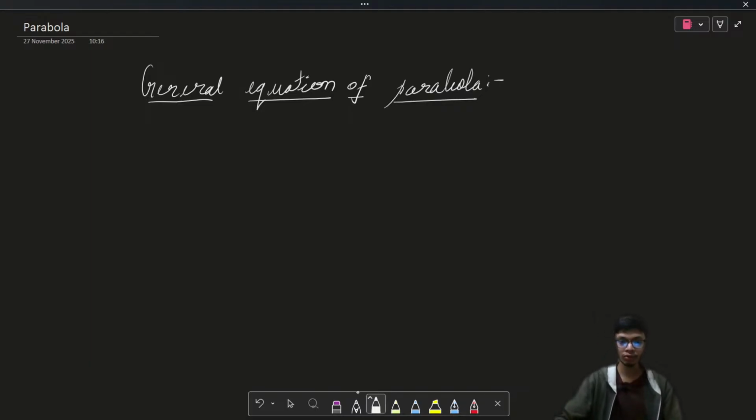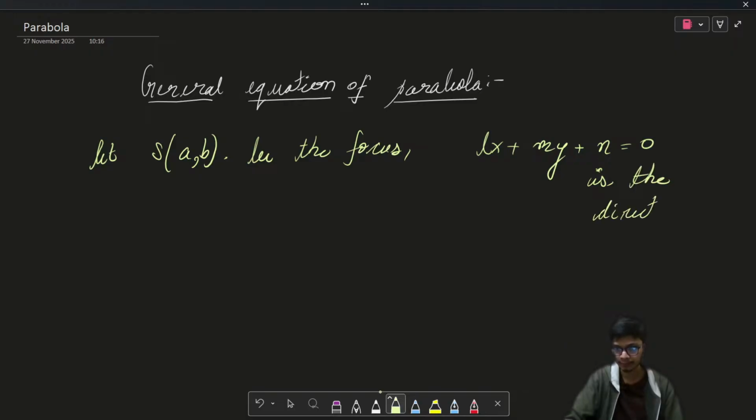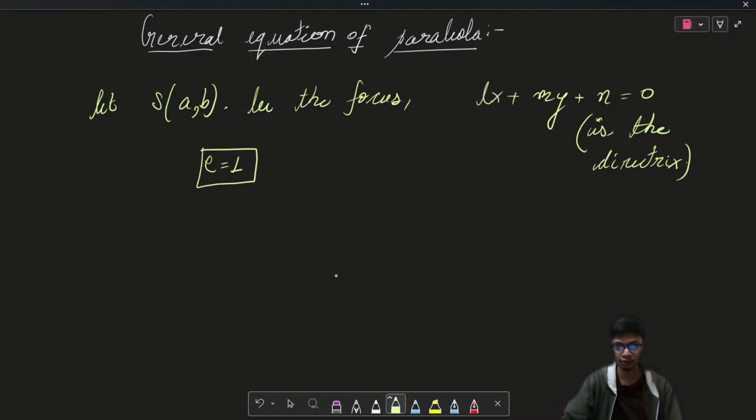In order to do so, we will again define the same set of quantities. Let the focus be given as some arbitrary point (a, b). And let us say the directrix is given as Lx + My + N = 0. Now we have already discussed that in case of a parabola, the eccentricity is equal to 1.